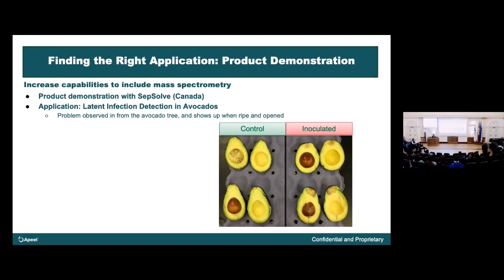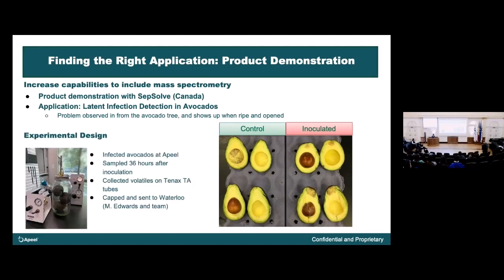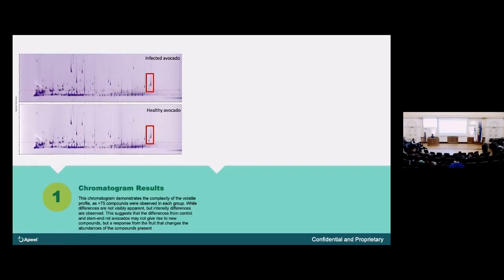And so we wanted to see if we could use volatiles to actually detect what's going on on the inside. And so we were able to infect some avocados. We had our control group as well, and we went up to Sacramento to use some thermal desorption tubes and just start to collect volatiles on these tubes. And then we sent them up to Matt Edwards and the team up in Canada. And they came back with this pretty chromatogram.